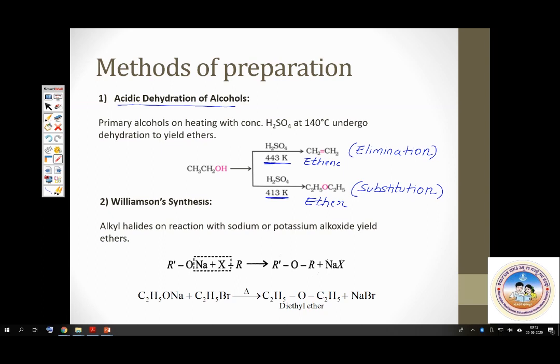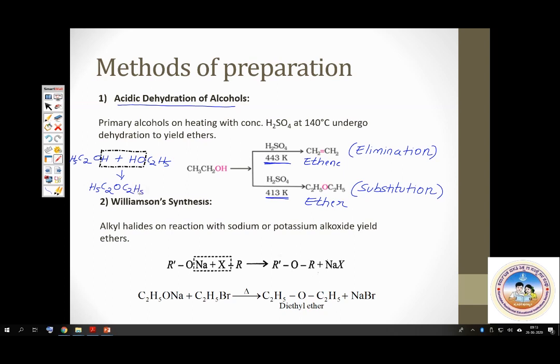Let me show that to you. C2H5OH plus C2H5OH. Intermolecular dehydration. This is what happens. See this? Water molecule gets removed. And what do you end up getting? You end up getting diethyl ether, C2H5OC2H5, plus water. Yes, this is one method of preparation of ether, but this method has some disadvantages.